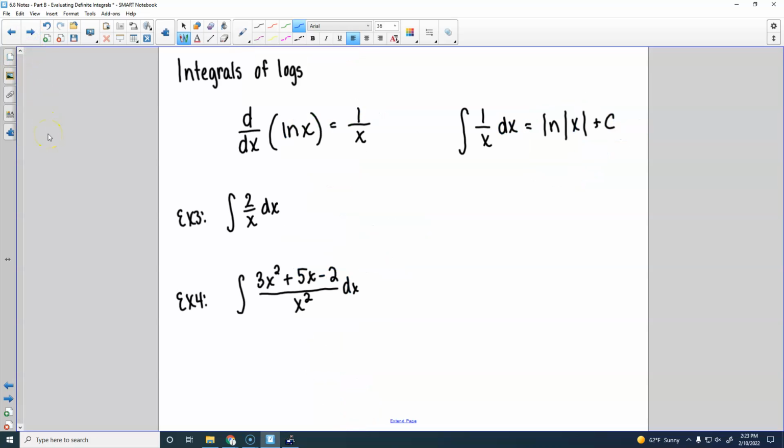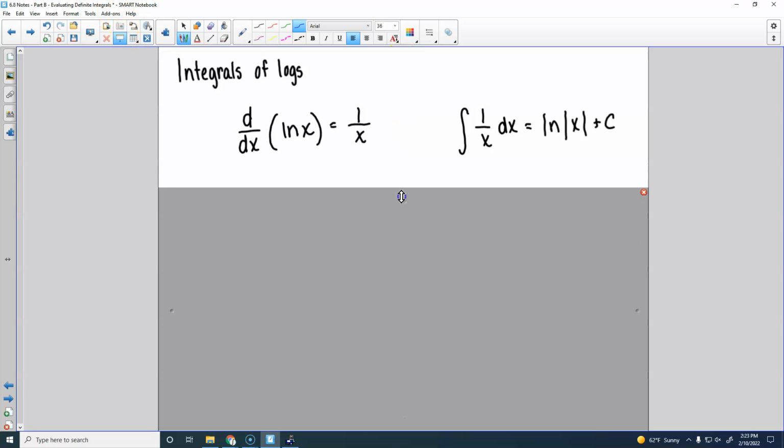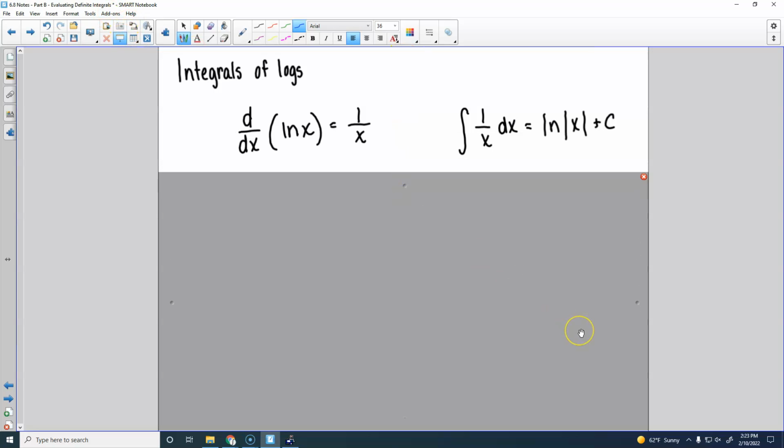All right. Okay. Here are our rules for integrals of logs. Logarithms. You drop them.